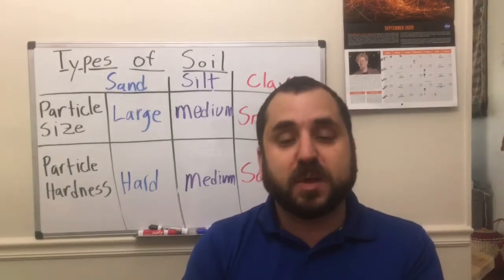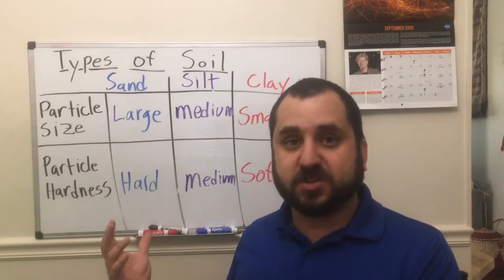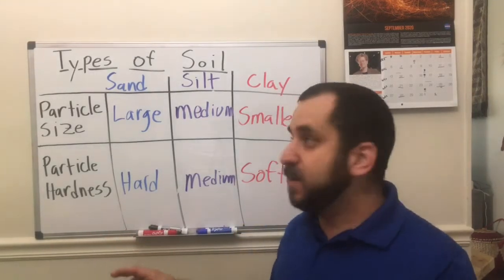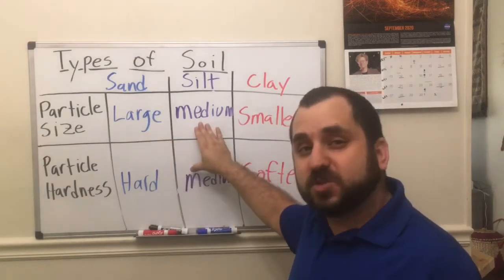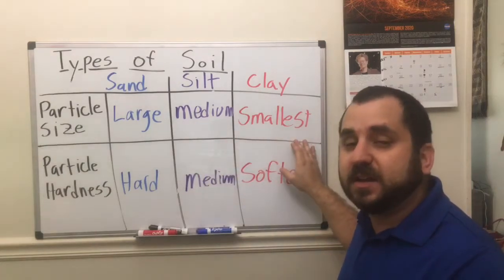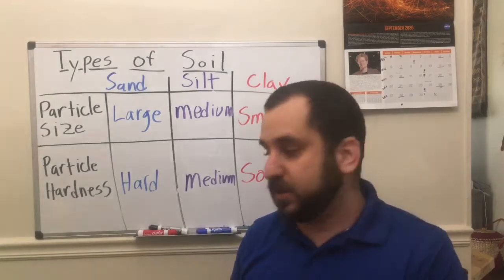Now, if you remember from our last video, we talked about how these properties change the way water behaves when we add it to these soils. If you remember, the water would go right through the sand, it would sort of hold in the silt, and it would hold a lot in the clay. So let's take a closer look at how that works.